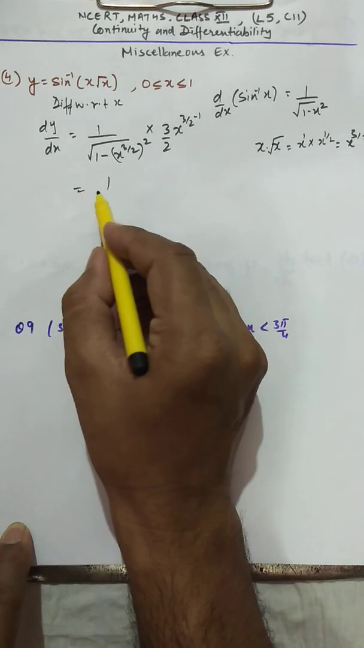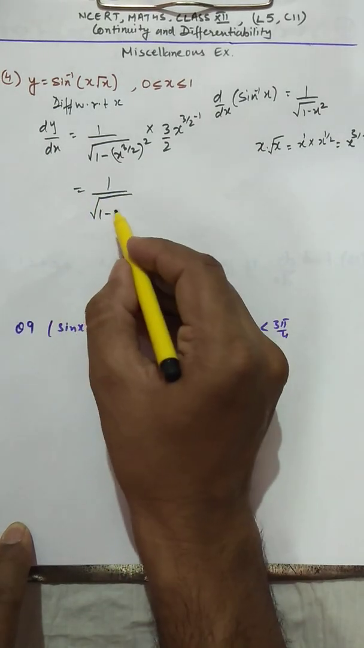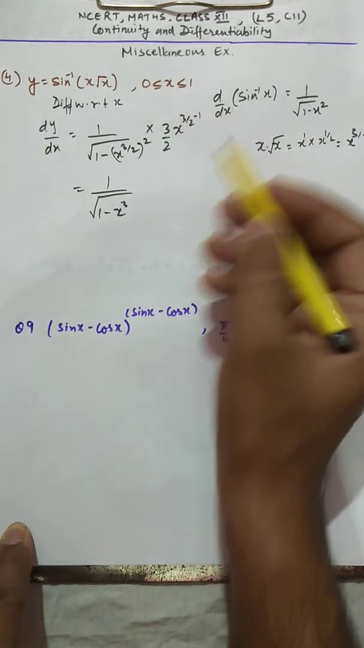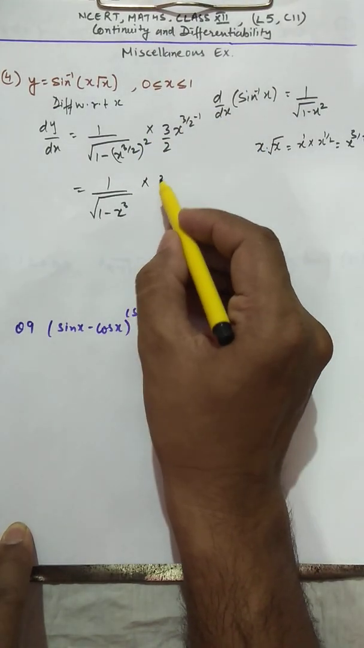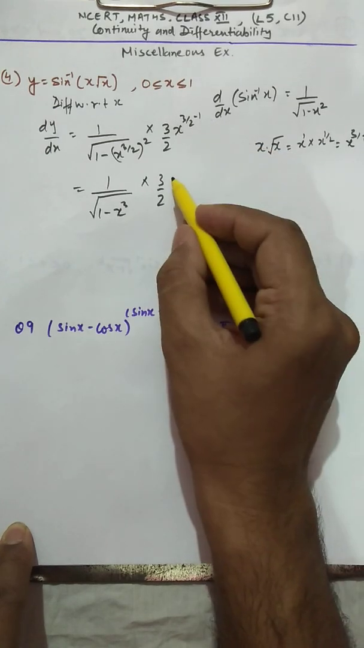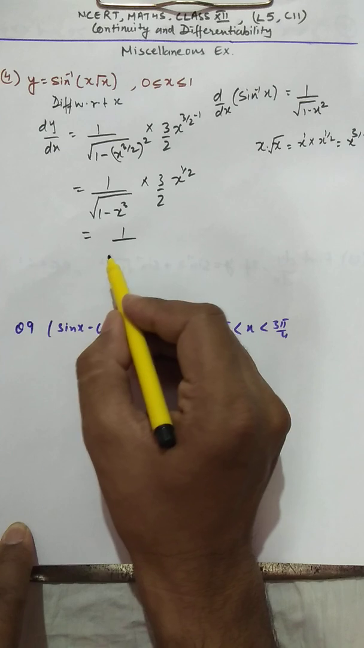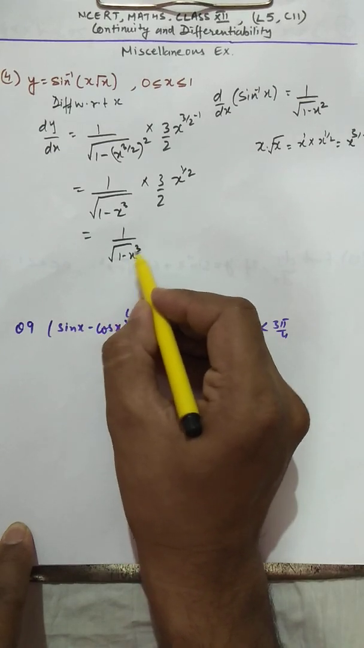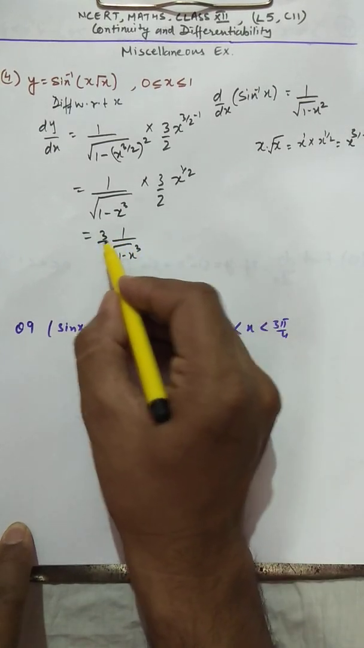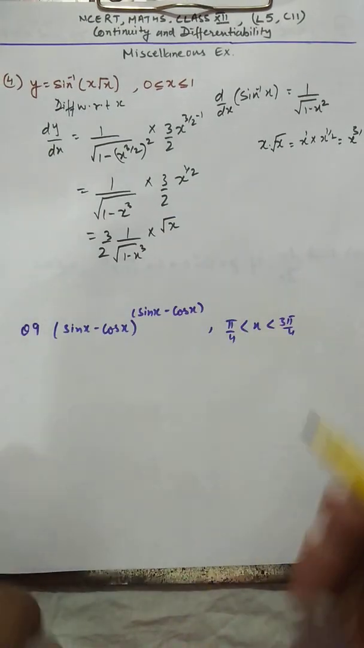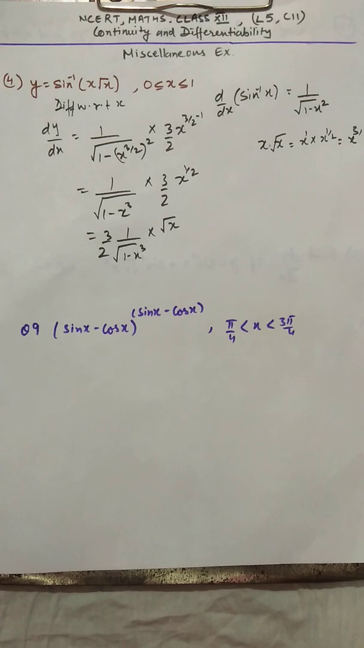So you can simplify this further. 1 minus this is x cube, the square will get cancelled by this square, and this becomes 3 by 2, and this is going to be x to the power 1 by 2, which you can write as 1 upon root 1 minus x cube, and this is 3 by 2, and this is your root x. So you may leave your answer here.